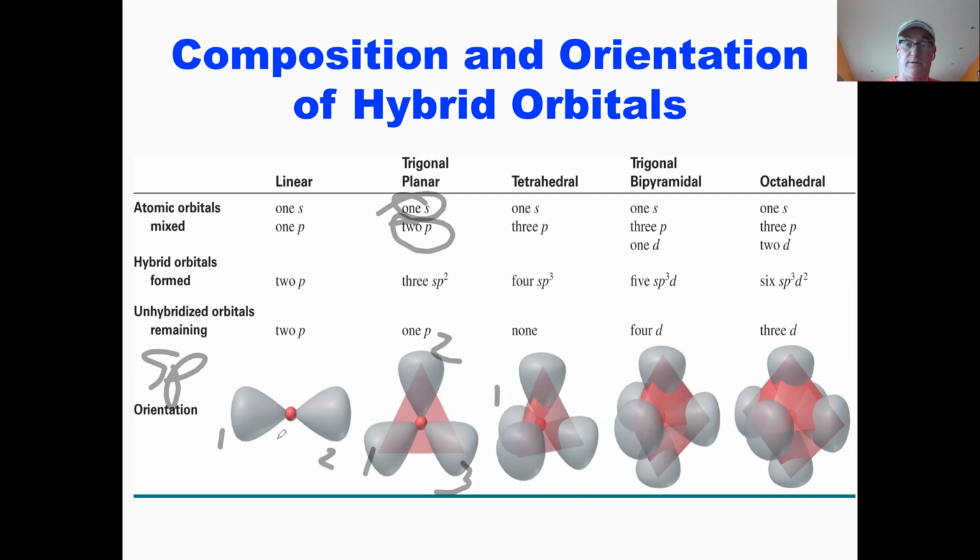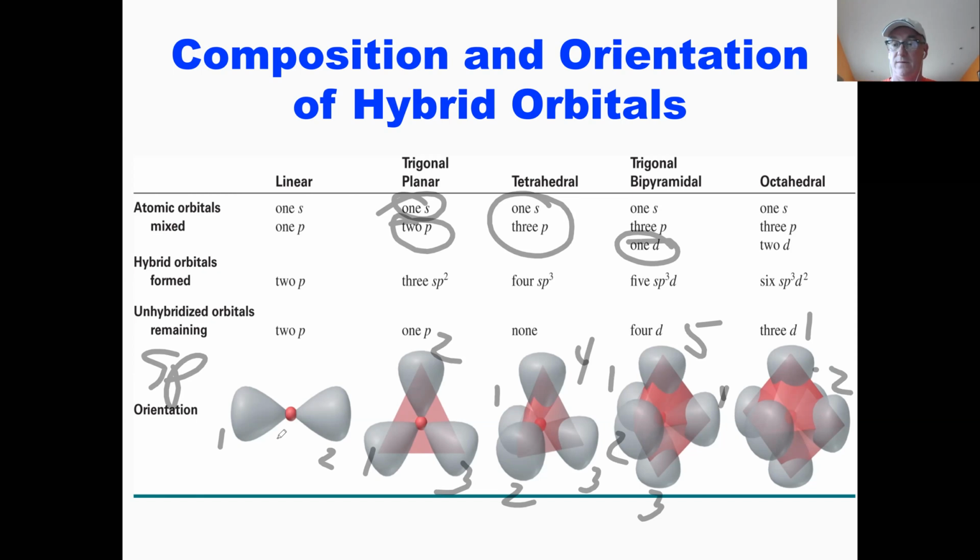For 4 regions, 1, 2, 3, 4, I need 4 orbitals this time: my 1 s and all of the p's. What if I need 5? 1, 2, 3, 4, 5. Well, then I'm going to have to start adding a d in there. And then finally, when I have 6, 1, 2, 3, 4, 5, 6, I'm going to need s, 3 p's, and 2 d's together to make that orientation.